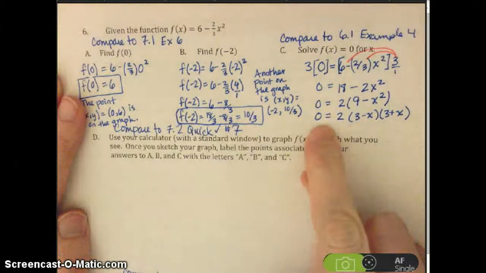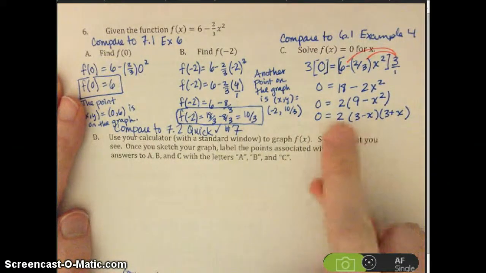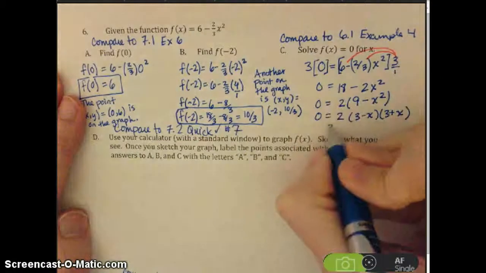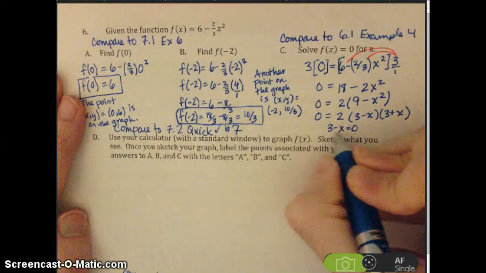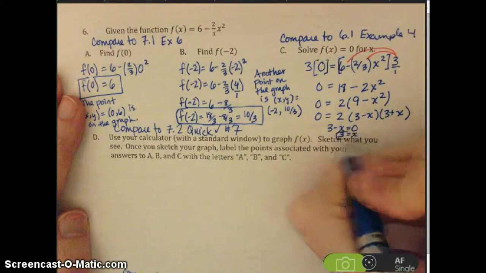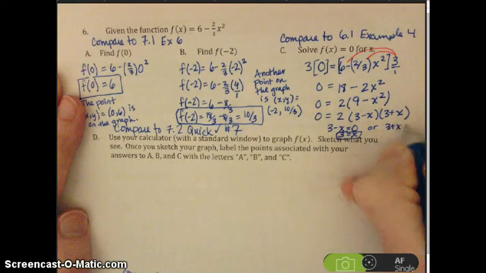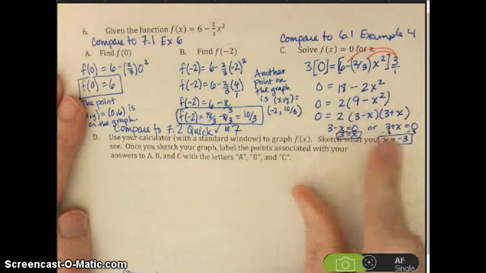And now my zero product principle says one of these factors at least has to equal 0. Well, 2 doesn't equal 0, so that's not a solution. But I could have 3 minus x equals 0, which we would rearrange to say 3 equals x. So that's one solution. Or 3 plus x equals 0, which rearranges to say x equals negative 3. So there's two solutions there.